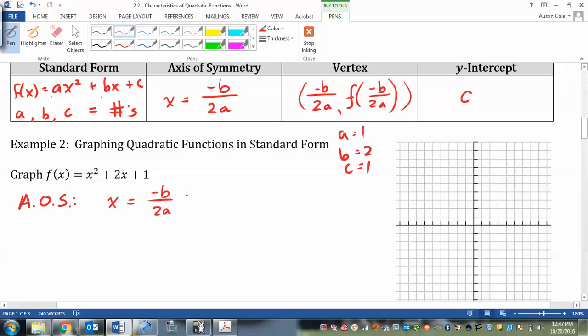Okay, so what's the opposite of my b value? That'd be negative 2, right? What's negative 2 divided by 2 times my a value, which is 1? So I'm going to get negative 2 over 2, which is negative 1. What does that mean? What did we just do there? That is my axis of symmetry. So x equals negative 1 is my axis of symmetry. I'm going to draw that.